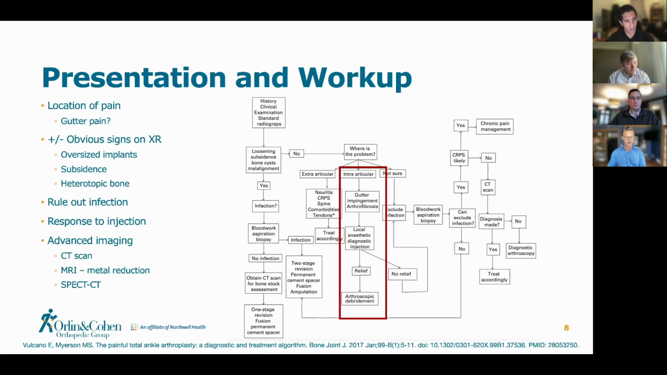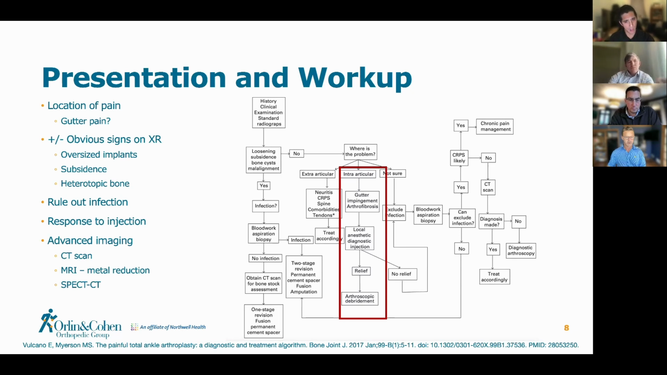And so, Dr. Vulcano and Myerson put out this nice algorithm in terms of working up a total ankle, or rather any painful total ankle, but I'll focus specifically on the portion talking about impingement. And so the first clue is physical exam and where the patient is localizing their pain.